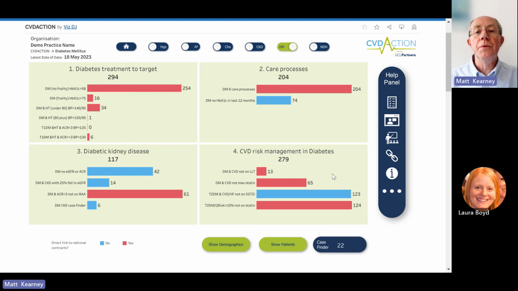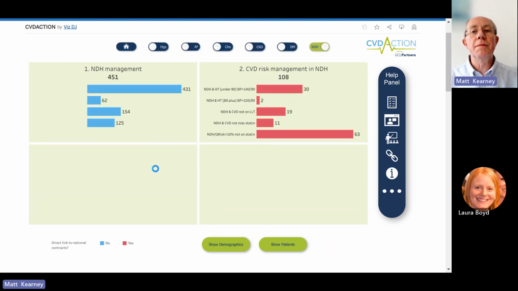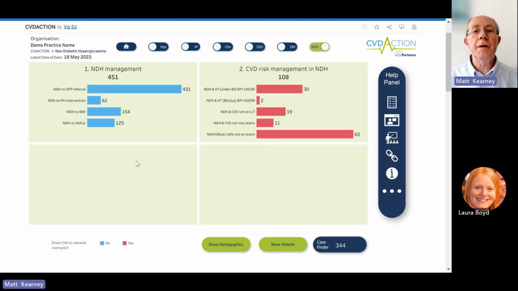And then the final domain is broader cardiovascular risk management in diabetes, as we mentioned before. But again, here we can focus in on those patients who should be offered SGLT2 inhibitors, 123 patients there. So again, manageable chunks, identifying the most important things to focus on. The final dashboard, which I won't labour, but it's simpler with non-diabetic hyperglycemia or pre-diabetes, but the same approach to identifying suboptimal treatment of both the underlying condition and the broader cardiovascular risk management.